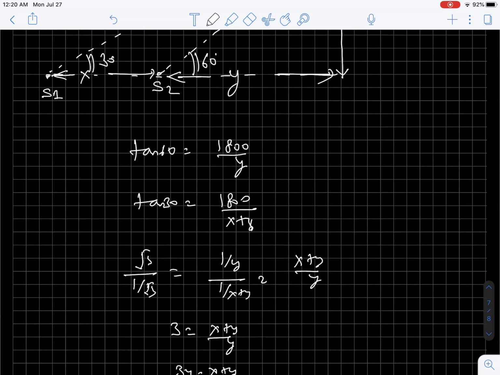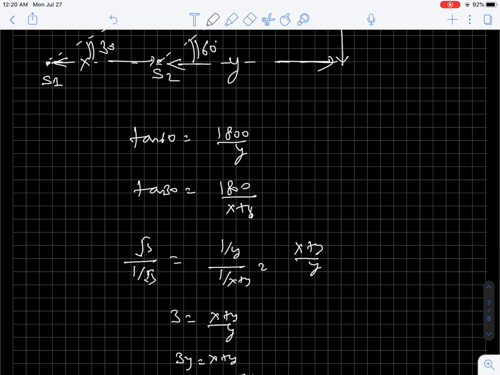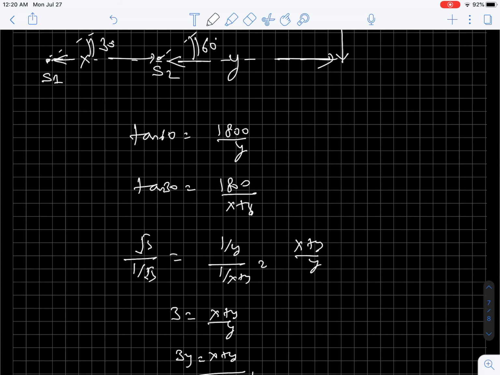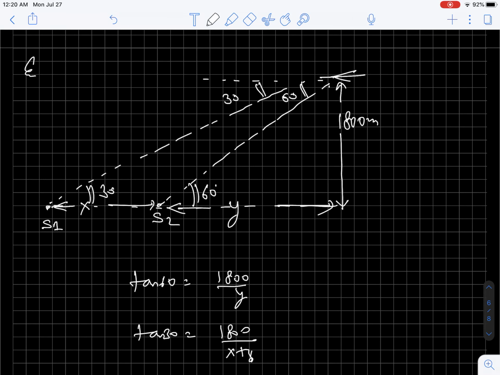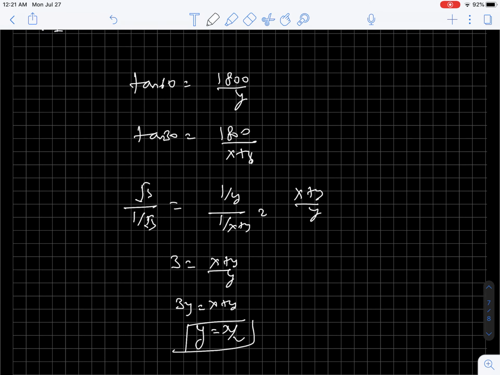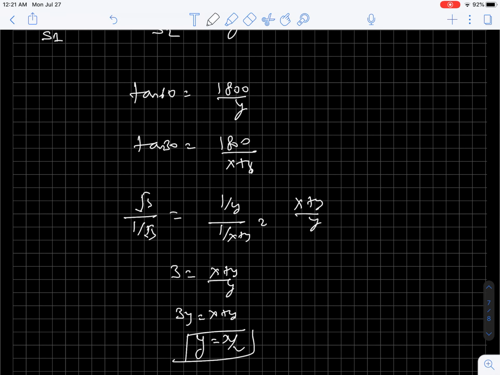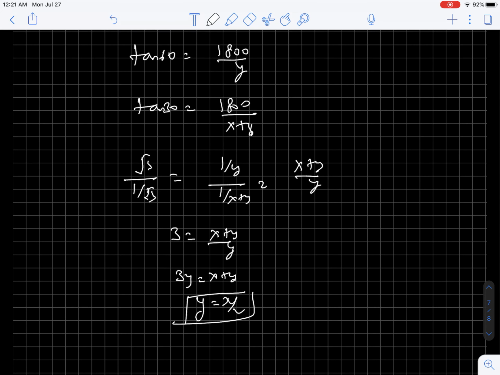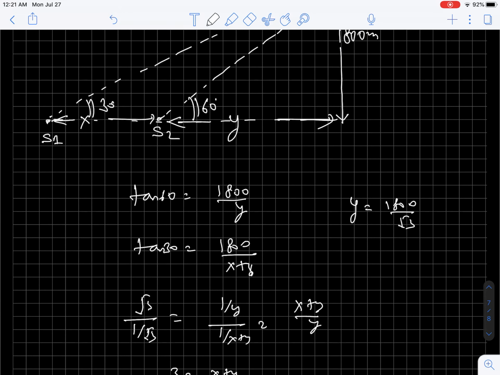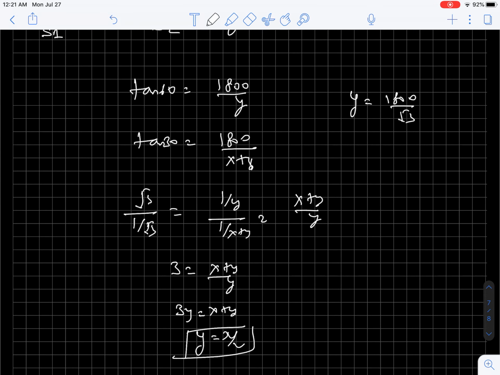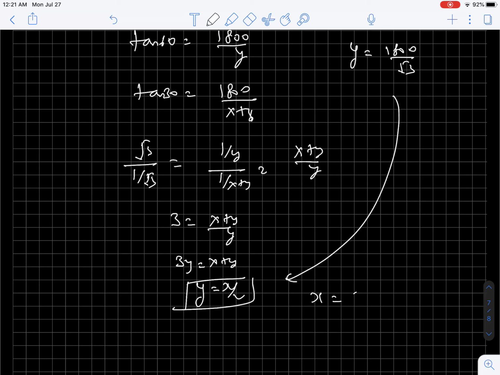If y equal to x by 2, then they want to know the exact distance between the two ships. There are two unknowns. We can find y. If y is equal to x by 2, can we write x plus y is equal to 1800 divided by tan 60, that is root 3. Sorry, for this discussion, y equal to 1800 divided by root 3. Okay, if y is equal to 1800 divided by root 3, then x is equal to 2y, 2 into 1800 divided by root 3. And the answer is simply 3600 divided by root 3.